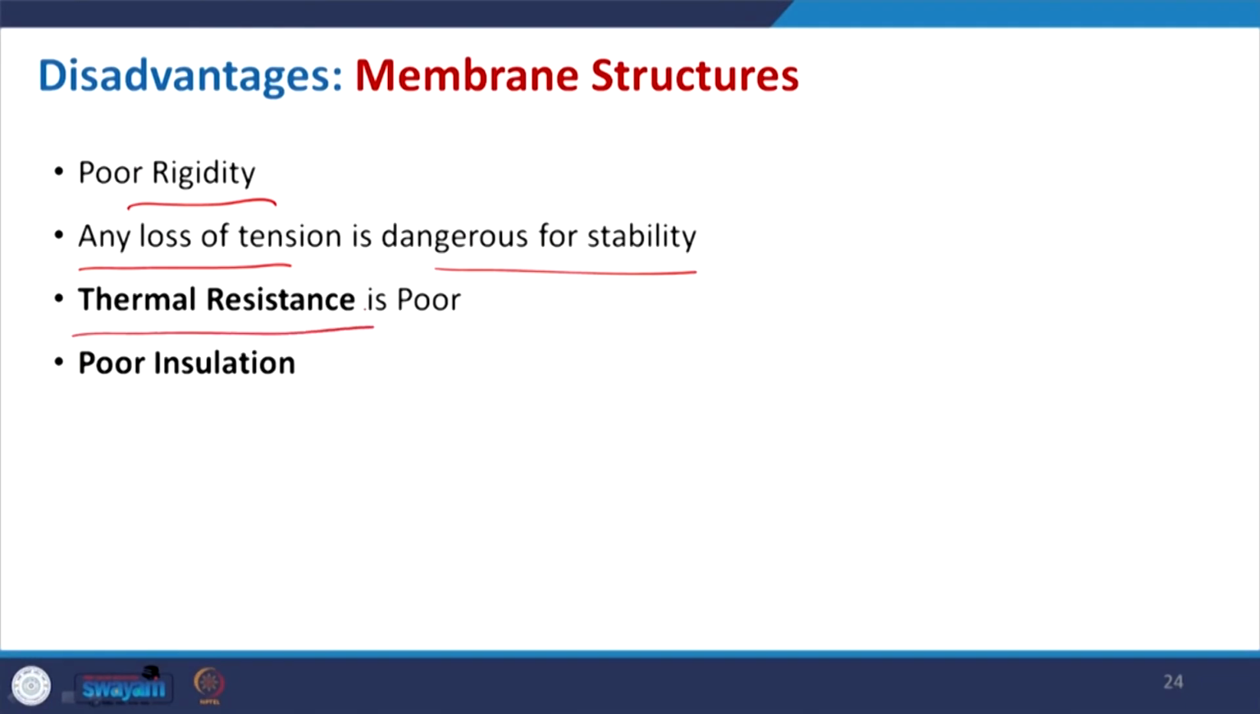Thermal resistance is poor, because of the thin membrane. So, there is a problem. So, a proper HVAC system should be adopted for better results. Now, poor insulation, again due to the thin membrane. But now, with the coating and other things in recent times, if you use polytetrafluoroethylene kind of material or some coated material, this insulation can be improved. So, with this we complete this section.